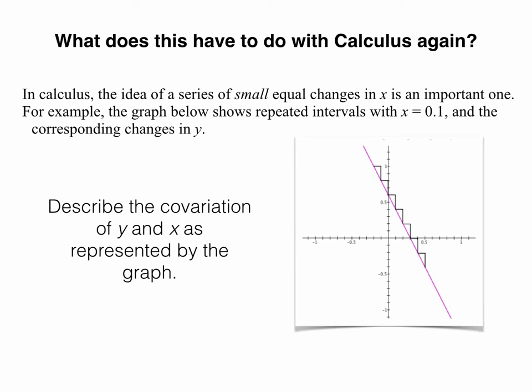In this picture, I've got a graph that has repeated intervals with size of x being 0.1 and corresponding changes in y. So my very small changes in x, a series of them, and then the corresponding changes in y. I want you to take a second to describe the covariation of y and x as represented by this graph. Take a second, talk to your neighbor.